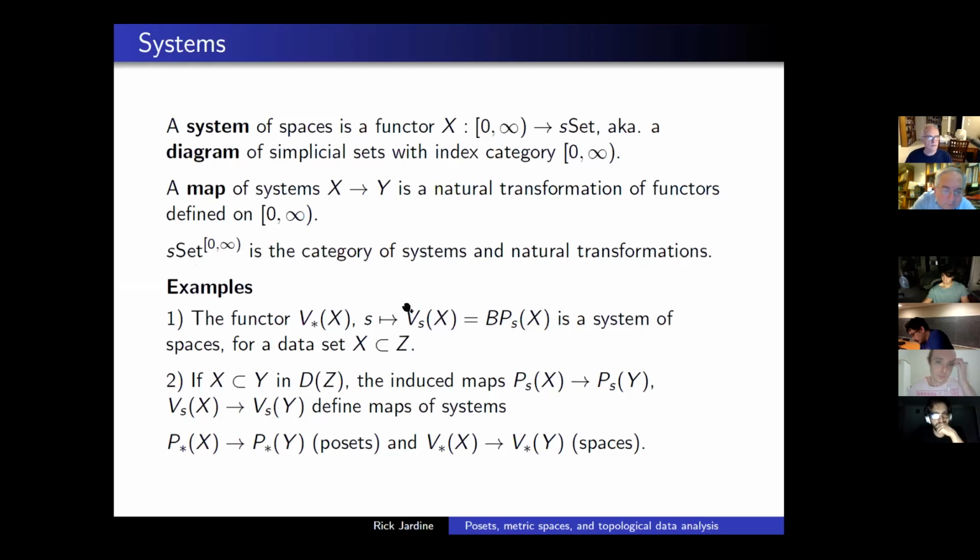Okay, so you roll the tape. As you let S vary, you get a functor taking values in simplicial sets. That's a system of spaces. And this is such a thing for any data set sitting inside some metric space. And if you have an inclusion of data sets, then the induced maps of the corresponding posets and spaces define maps of systems. It could be systems of posets if you're just interested in the posets, but also spaces if you take care of it. Okay. So that's the big picture construction of what's going on with Vietoris-Rips and its relatives.